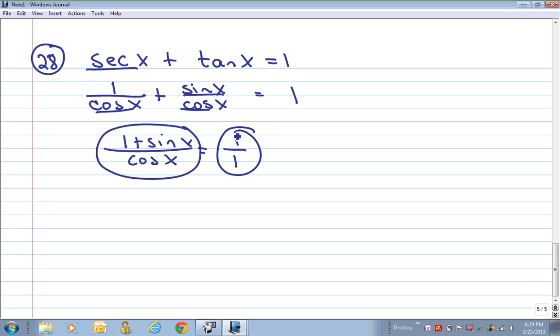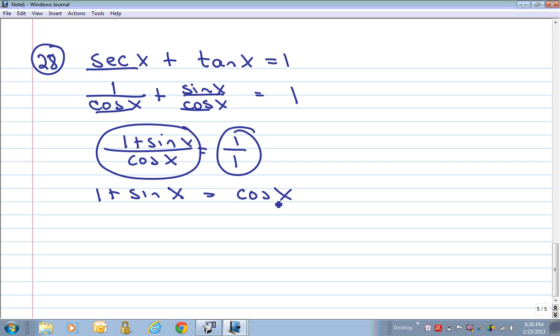When I have a fraction equal to a fraction, you're able to cross multiply and solve, and usually I think that's the best way. And with the ones, it's going to be really easy for us. So if I do 1 times 1 plus sine x, I get 1 plus sine x. If I do 1 times cosine x, I get cosine x. And then I'm in a bit of a conundrum. I'm a little bit stumped here. I don't know really what to do yet.